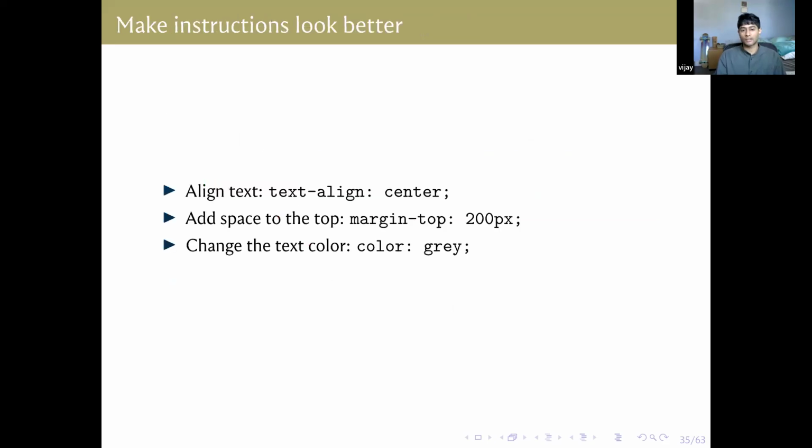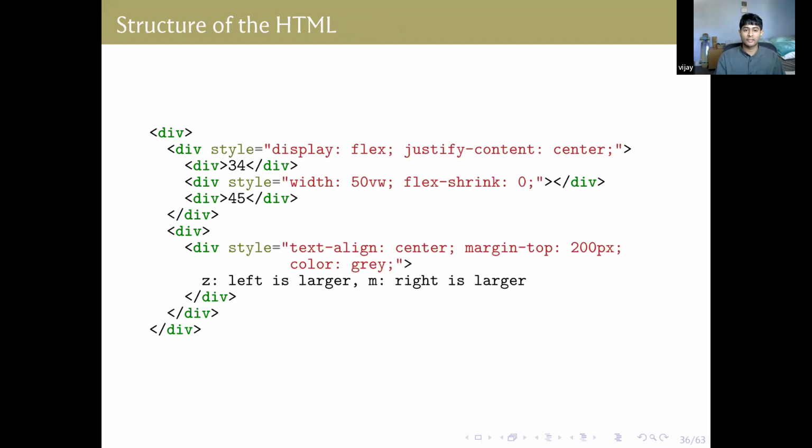Okay. And now some quality of life changes. Align the instruction text, right? You want it to be centered. Add some space so that the instruction text isn't immediately below the items. We want some focus on the experimental items. And then change the text. So what would that look like? We add those to the div that contains the instructions text over there. So just take some time to make sense of that. And I'll have an example coming up soon that shows you what this looks like.